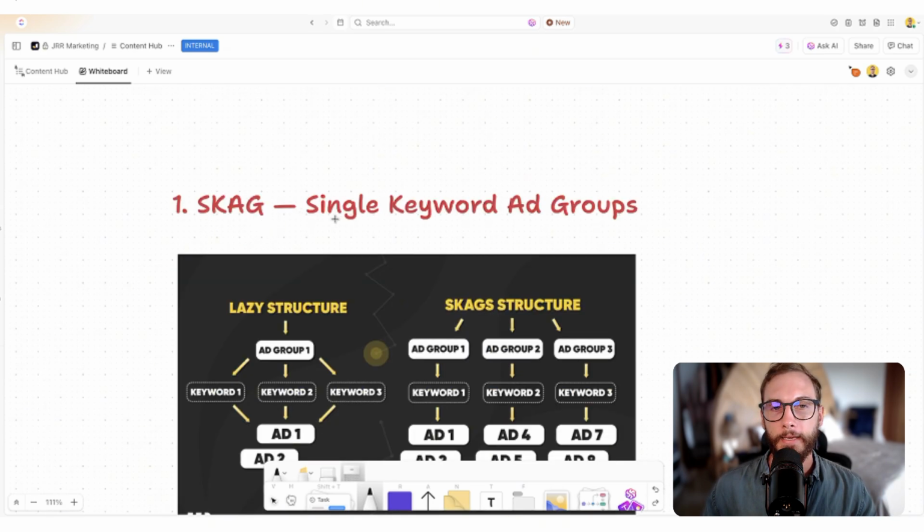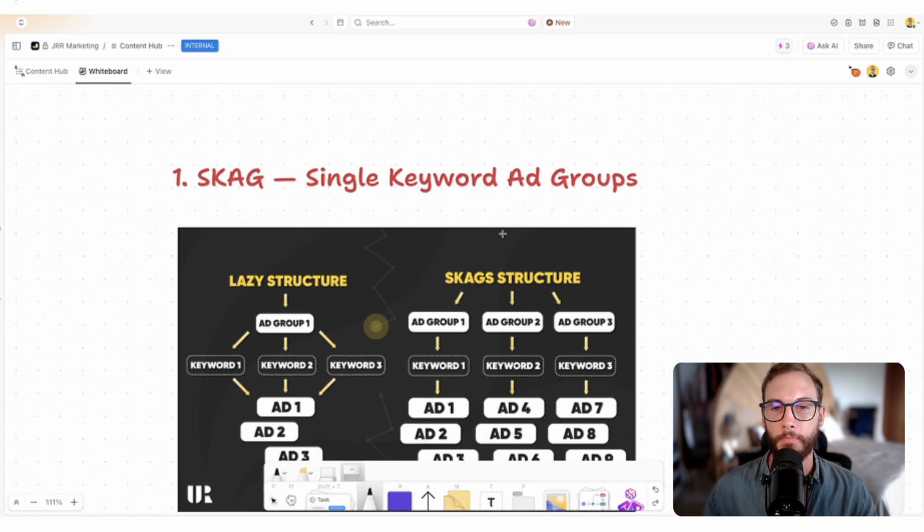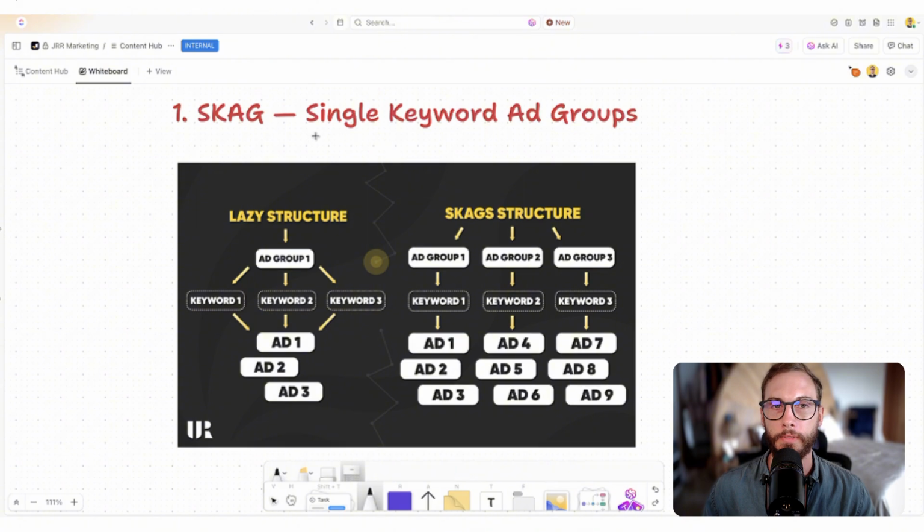So SKAG is the original. It's the OG. It's what people moved to, to optimize their accounts. It's called single keyword ad groups. As the name suggests, normally you would have one ad group and just one keyword. That's it. So you've got multiple ad groups and multiple keywords, each with one designated ad group, and then ads within there. Normally the typical setup is just one ad, not 3 as in this picture.